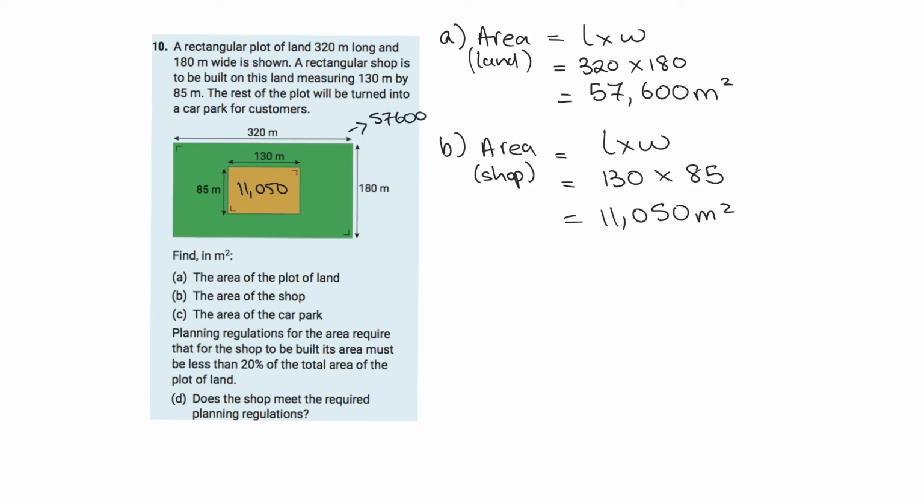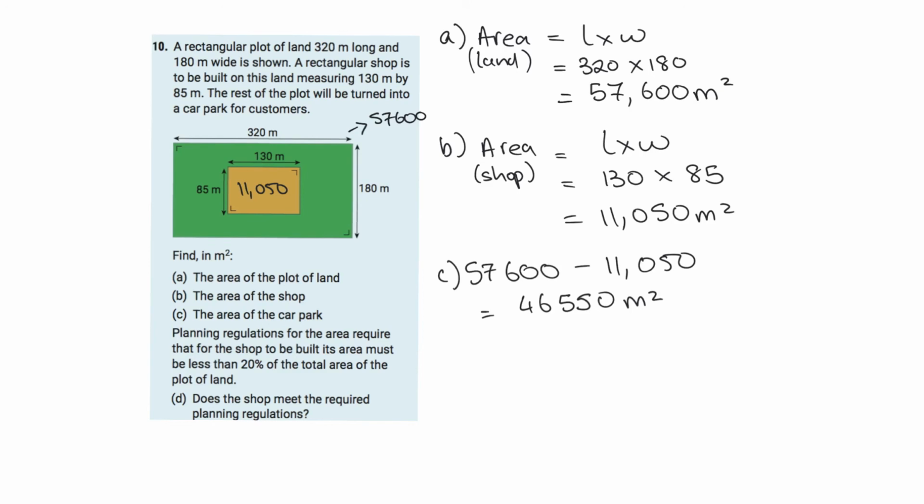Okay, 11,050. And this entire shape is 57,600. All right, so the area of the car park is going to be the difference between them because when I take away the area of the shop from the entire plot of land, it tells me how much area is left around the shop. So I need to say 57,600 metres squared, take away 11,050 metres squared, and what will be left over? So I'm popping this in my calculator. It's 46,550 metres squared. So that's the area of the car park.